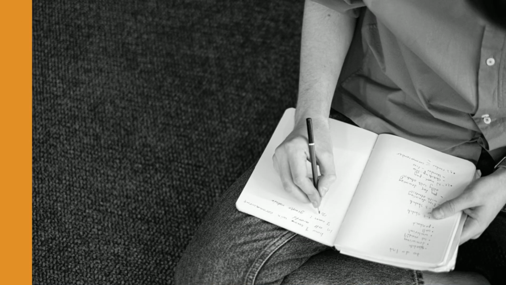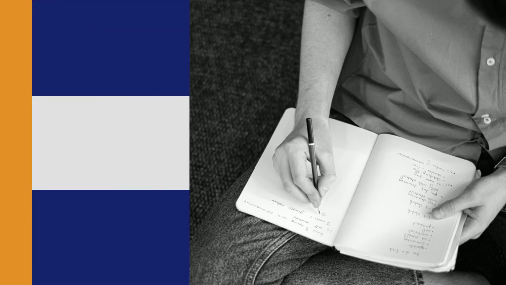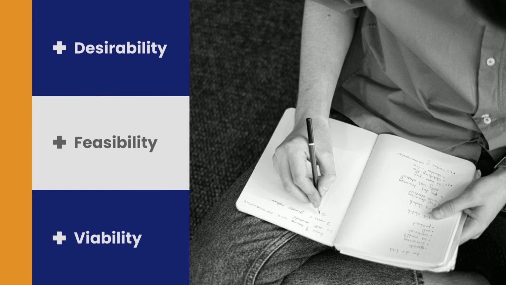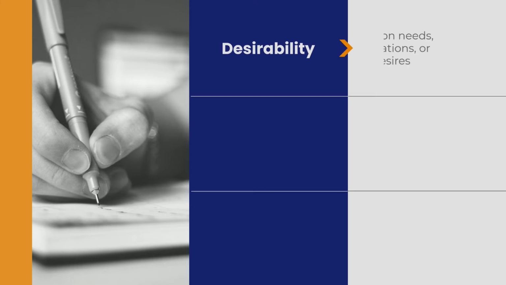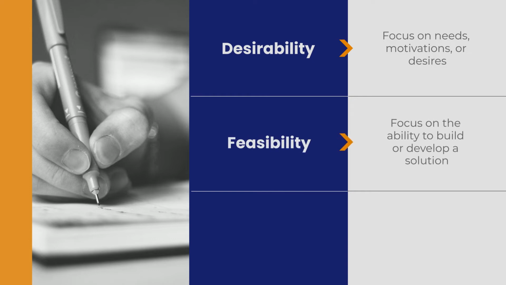So, how do you figure out which assumptions are most critical? Well, I'm glad you asked. First, you label each assumption as whether it is focused on desirability, feasibility, or viability for your idea. Desirability assumptions are those that focus on your customer's needs, their problems, motivations, or desires. Feasibility focuses on the ability to build or develop a solution that addresses a problem or need. These are often related to your team, skills, and the feasibility of actually building something.